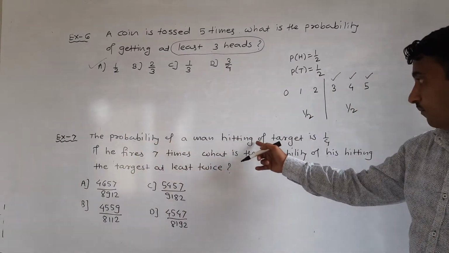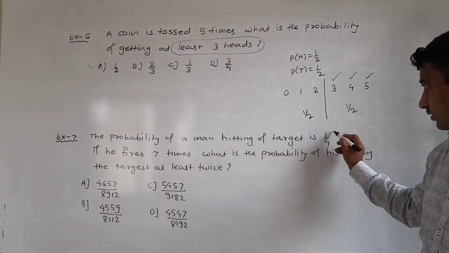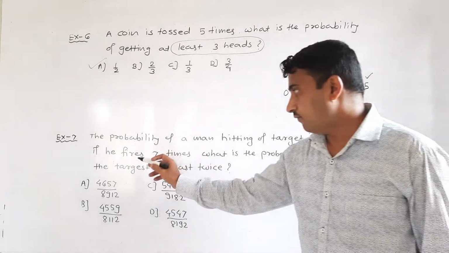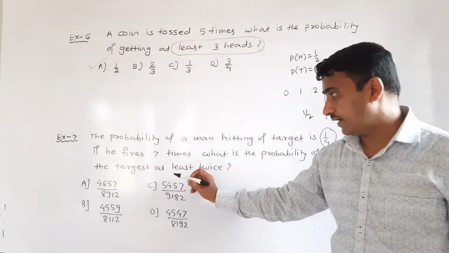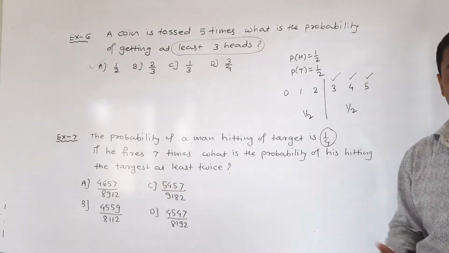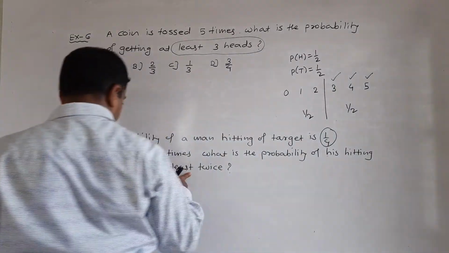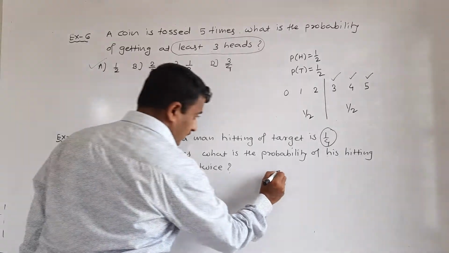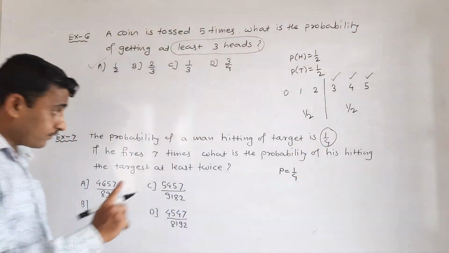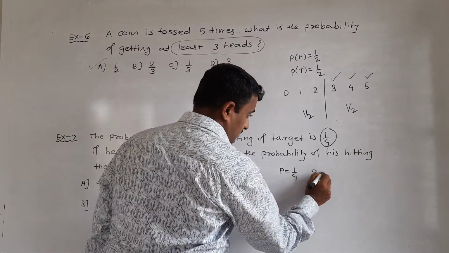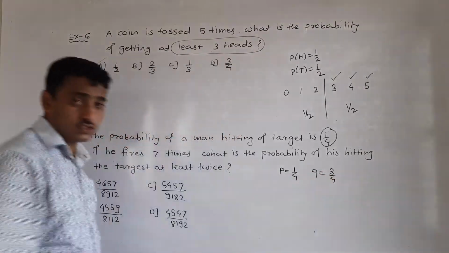The probability of a man hitting a target is 1 by 4, and he fires 7 times. What is the probability of his hitting the target at least twice? कमीत कमी 2 सांगितलं. I write P is equal to 1 by 4. Therefore Q is equal to 1 minus P, it is 3 by 4.